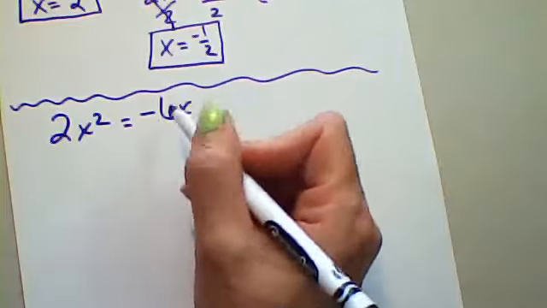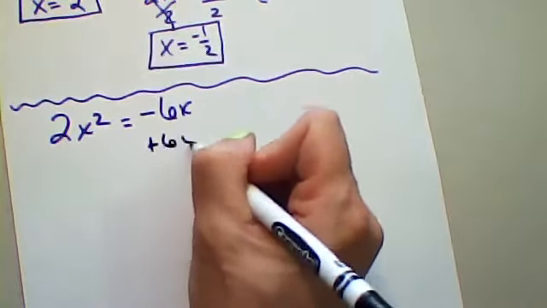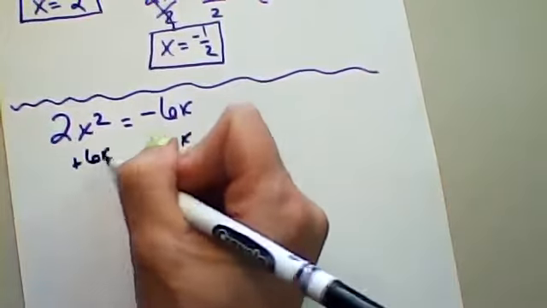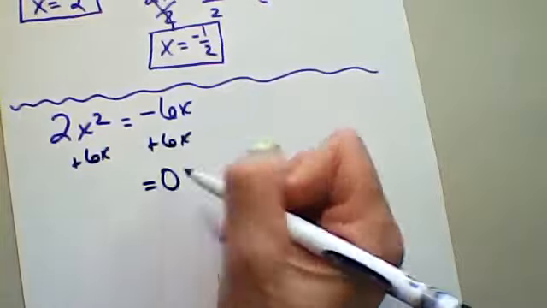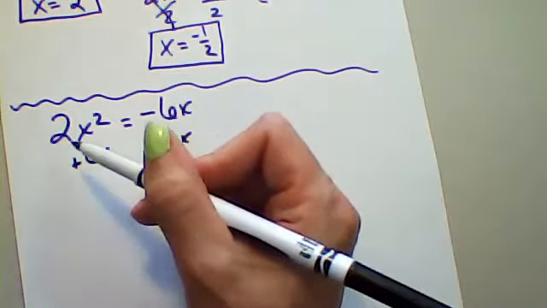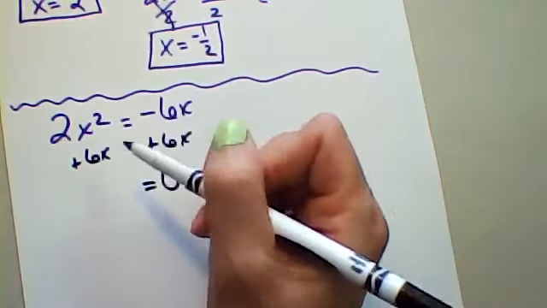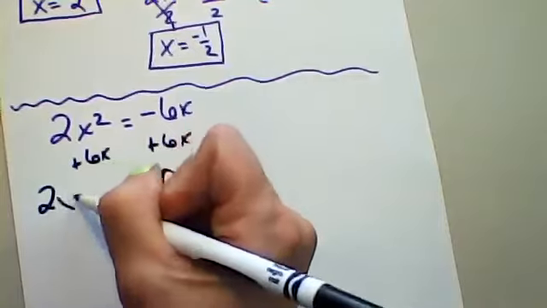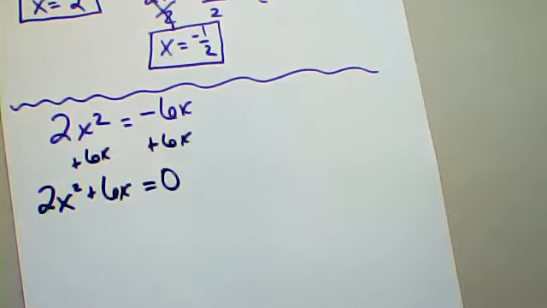So let's see, this is a negative 6x. To make that a 0, I have to add 6x to both sides. So negative 6x plus 6x, yep, I'm getting a 0 there. 2x squared plus 6x. I can't just add those together to get 8 because these aren't like terms. That's an x squared, that's just an x, or x to the 1. So since they're not like terms, they just sit there next to each other in the equation.